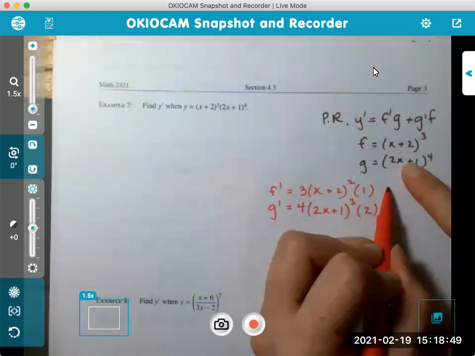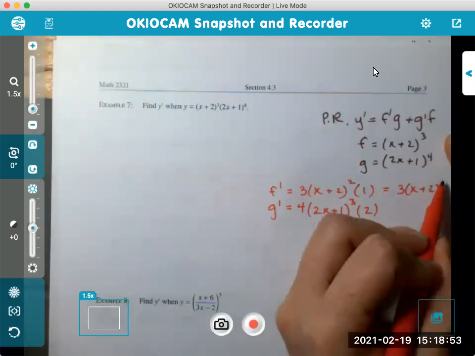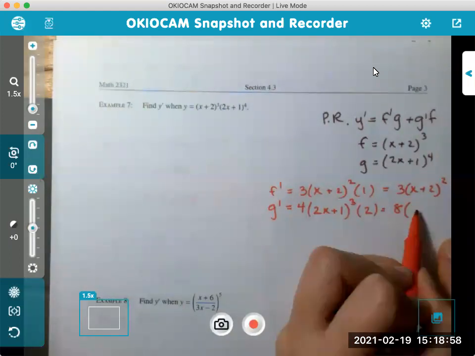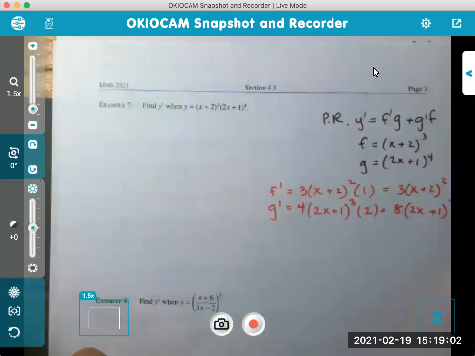So if you want to clean this up, this is just 3 times (x + 2) squared, where for g prime we've got 8 times (2x + 1) cubed.